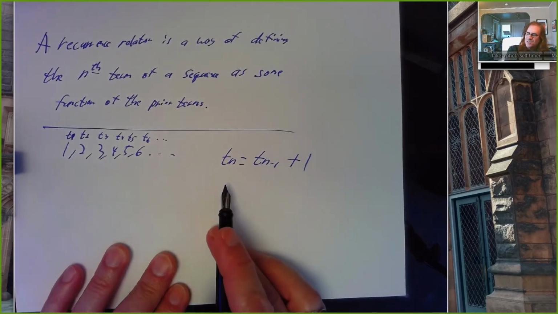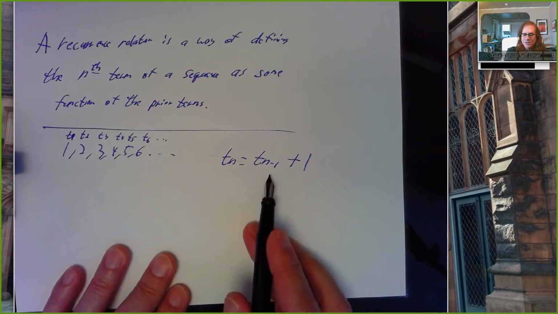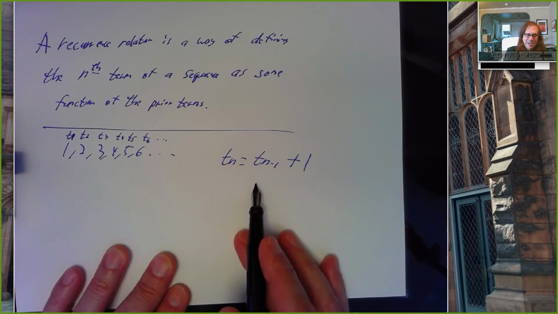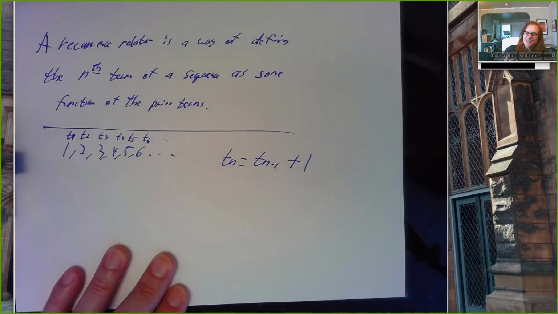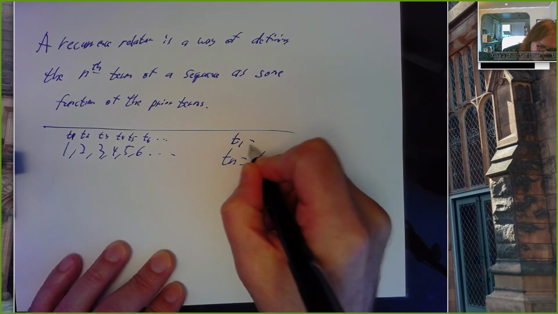Now, this definition only gets us most of the way to actually defining the nth term of the sequence, because what is T1? Well, it's 1 plus T0. And what's T0? Well, it's 1 plus T minus 1. And we can keep asking that, but we're never going to actually find a number, right? So we need a base case. For example, T1 is equal to 1.